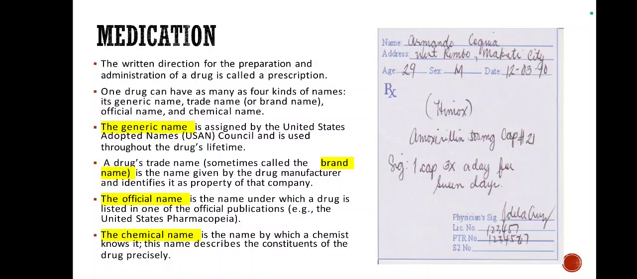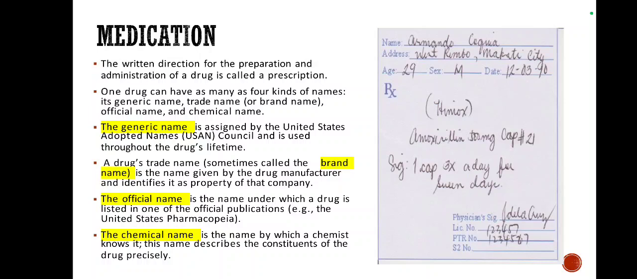The official name is the name under which a drug is listed in one of the official publications, such as the United States Pharmacopoeia or any other official publications that are available in the market. And then we have the chemical name, which is the name by which a chemist knows it, and this describes the constituents of the drug precisely.